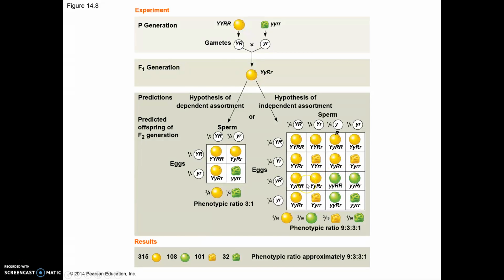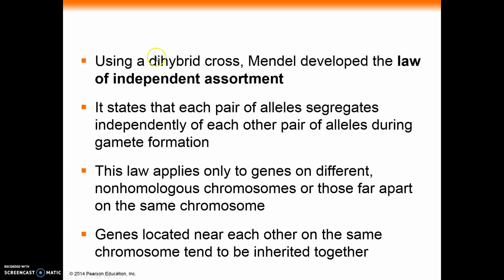All right, so utilizing a dihybrid cross, Mendel developed this law of independent assortment. It states that each pair of alleles segregate independently from another pair of alleles. So yellow will segregate independently of wrinkled, and purple flower will segregate independently of yellow or short or tall.